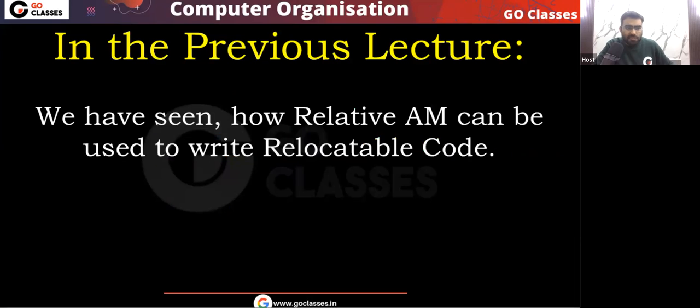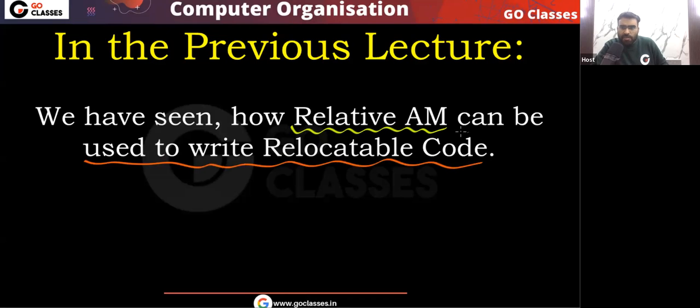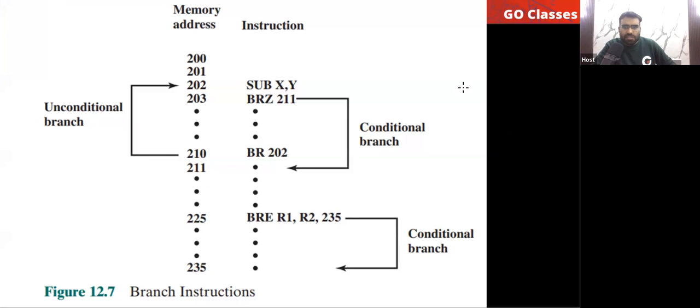In the previous lecture, we have already seen that you can use relative addressing mode, that means PC relative addressing mode, to write relocatable code. Yes or no? Okay, so this we have already seen. If you remember, for example, look at this program. Is this program relocatable? Tell me. Look at this code.